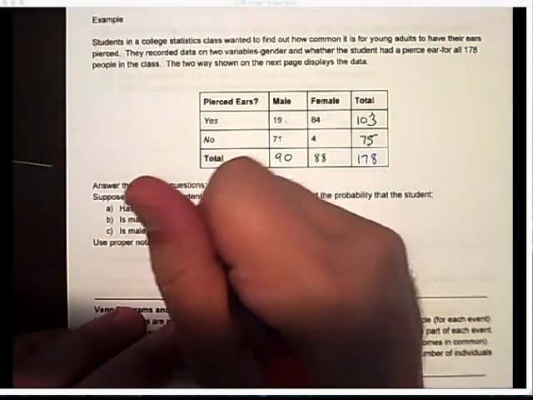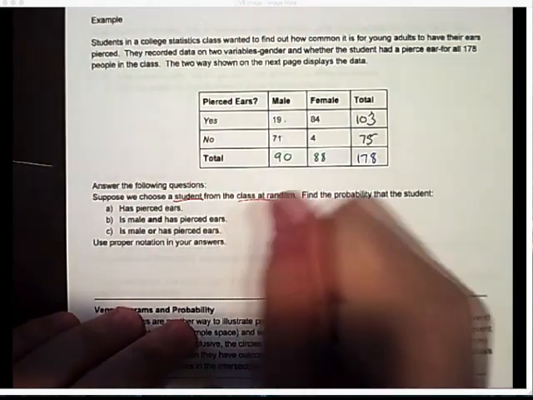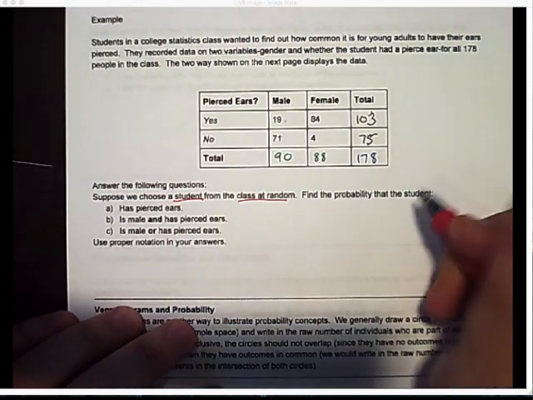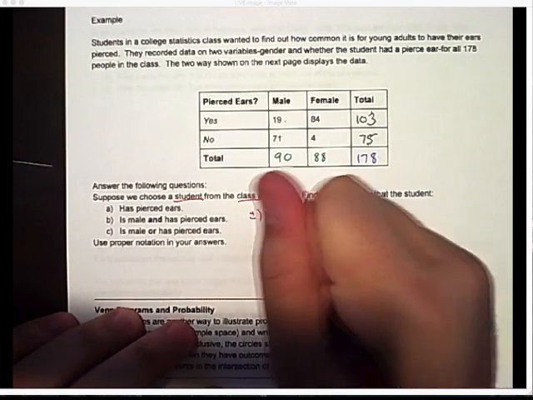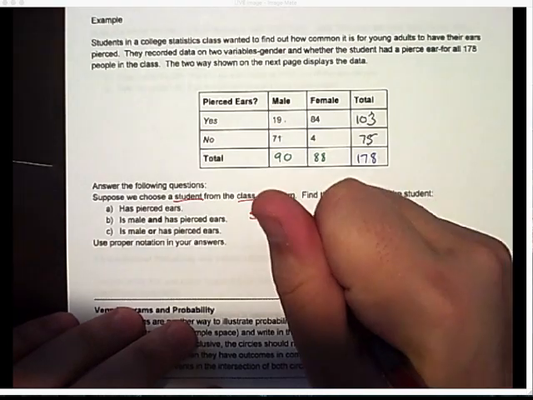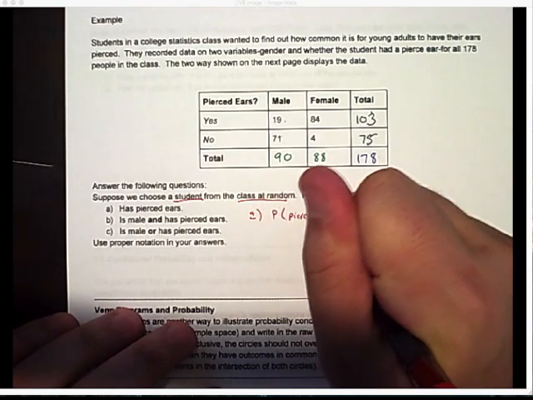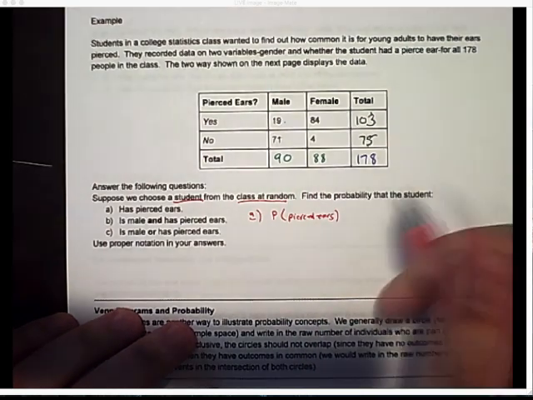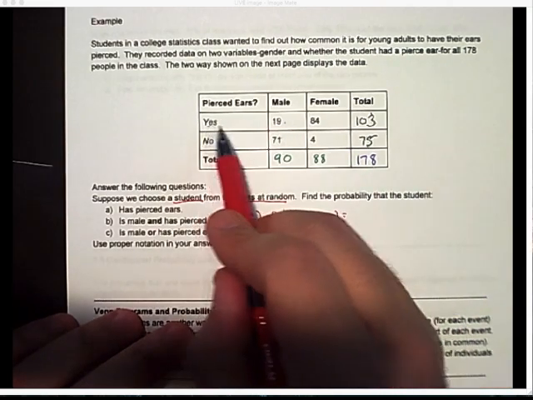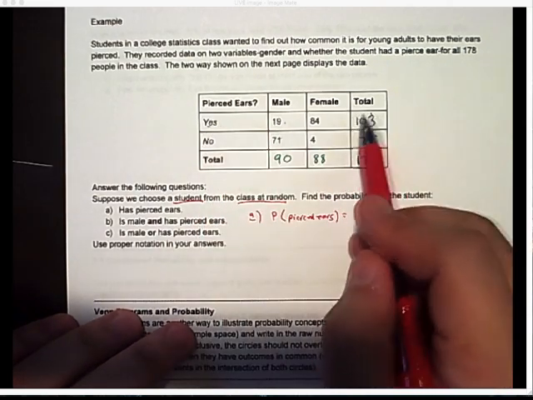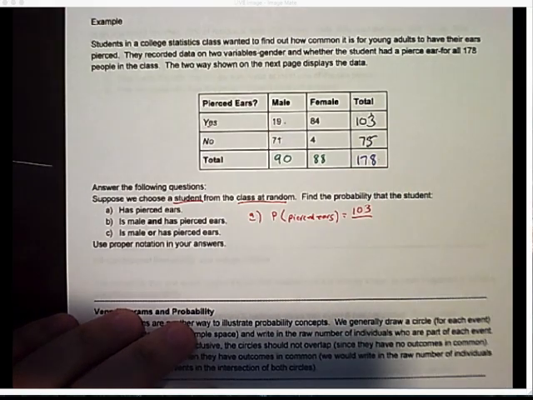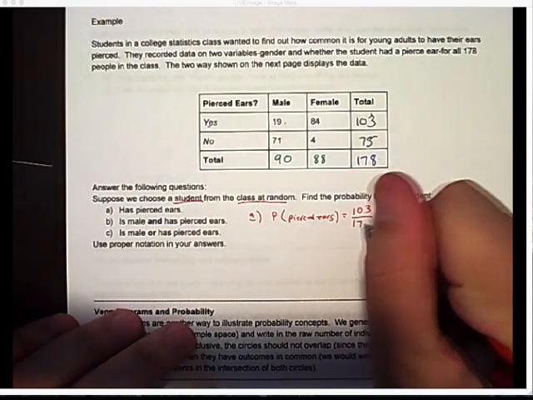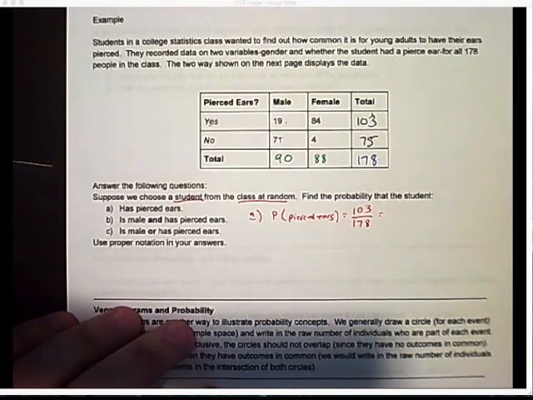So, suppose we choose a student, which means one student from the class at random. Find the probability that the student A has pierced ears. How would I write that? The probability that I have pierced ears. Well, how are we going to find that? Pierced ears would be yes. So we're going to find how many of those have it, 103, and how many total students are in the class. Well, there's 178.